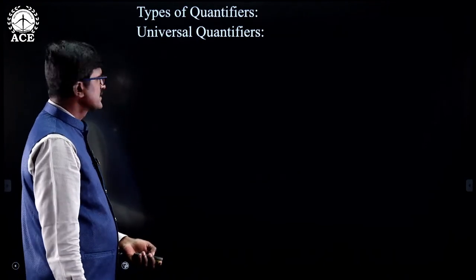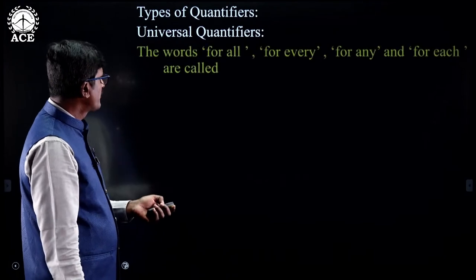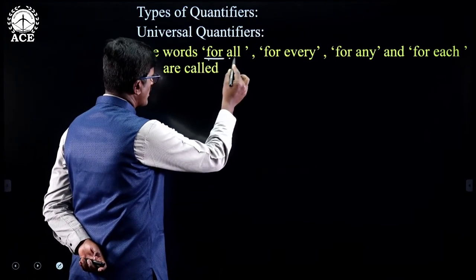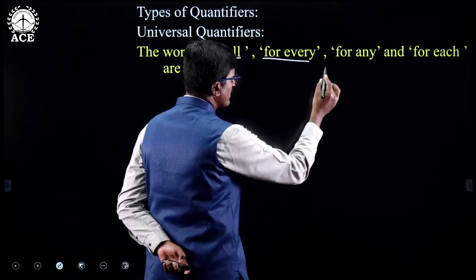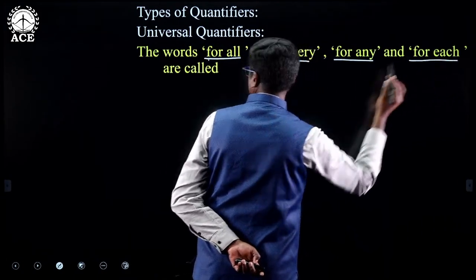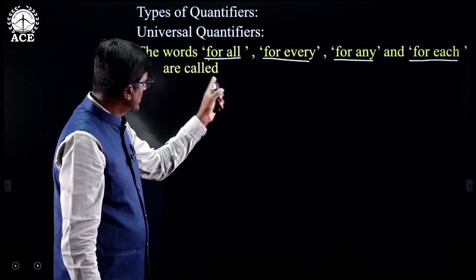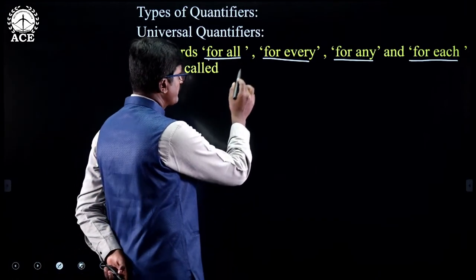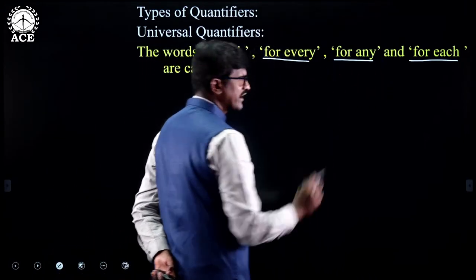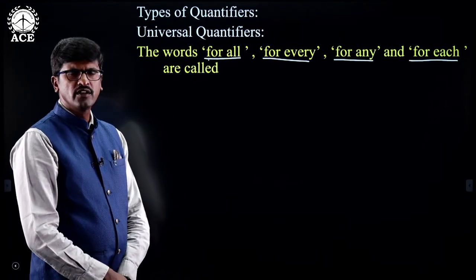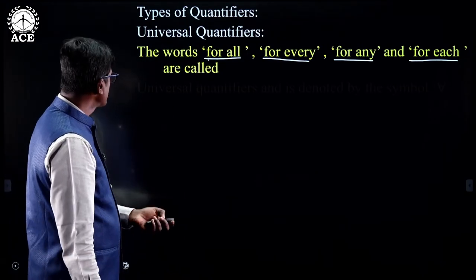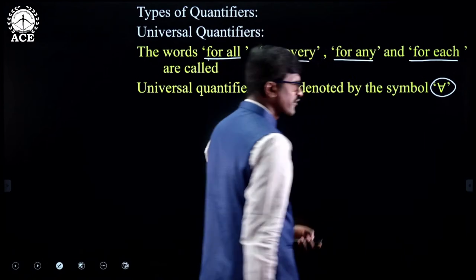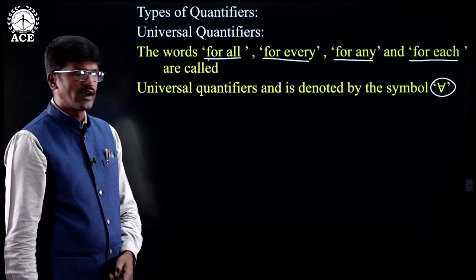Now, types of the quantifiers. There are two types. The first one is universal quantifiers. Universal quantifiers means the words for all, for every, for any, for each. Whatever words I am displaying here are all logically equivalent. They have the same meaning: for all, for every, for any, and for each. These words are called universal quantifiers, and they are denoted with the symbol for all. This is the symbol which we use to denote the universal quantifiers.